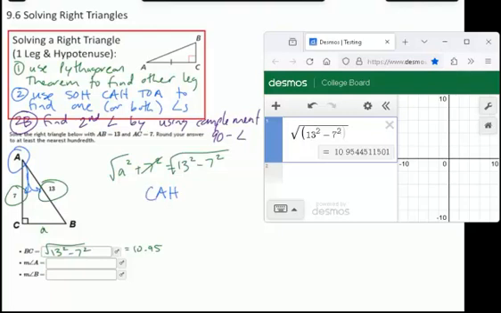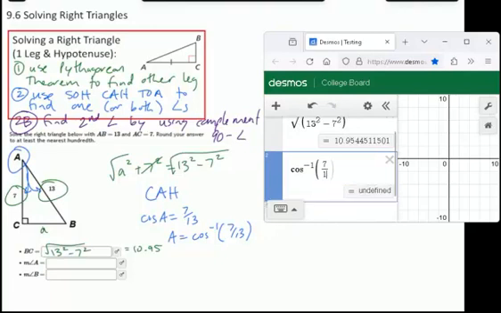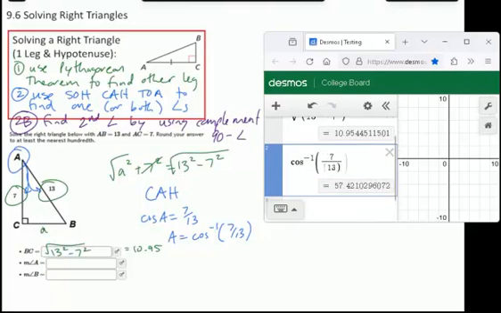So if I have my angle A, I have an adjacent leg, and I have my hypotenuse. Which trig ratio relates adjacent and hypotenuse? CAH, so cosine. So I know that the cosine of A is equal to my ratio 7/13, which means I can find A by taking the inverse cosine of that ratio. So here, if I take my calculation, inverse cosine of my ratio 7/13, there's my answer, 57.42.